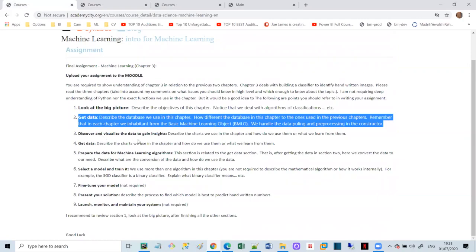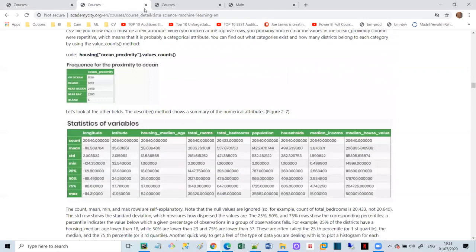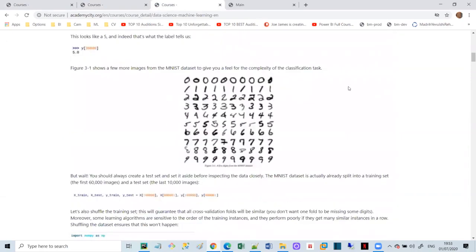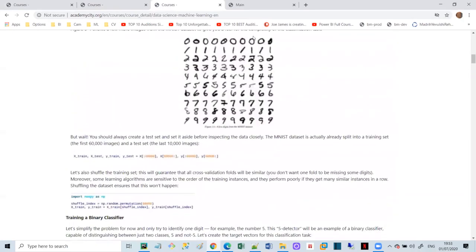Discover and visualize the data to get insight. What do I mean by that? Let me show you. Let's look at the chapter itself. This is really visualizations of the data, okay? Now I saw the data. I really understand the structure of those images. Could there be any problems? Can I do something about them?